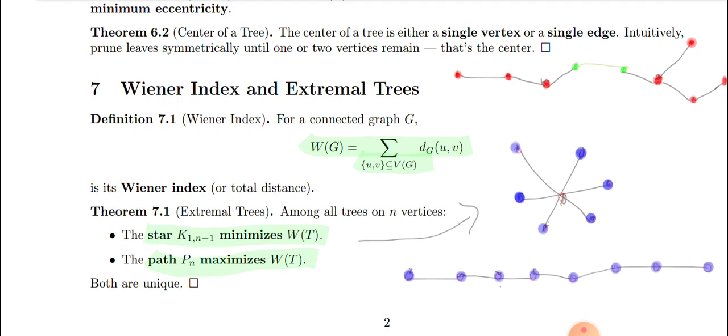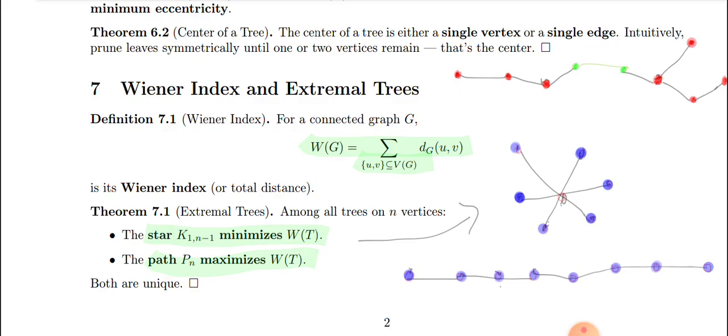And Theorem 7.1, or 17.1, uses this to find the two most extreme trees on n vertices. Let's start with the most efficient one. Which tree structure minimizes the Wiener index? The minimum total distance is achieved uniquely by the star graph, K1, n minus 1. This is the structure with one central hub connected directly to all the other nodes, which are all leaves. Right. And it's so efficient because travel is optimized around that center.